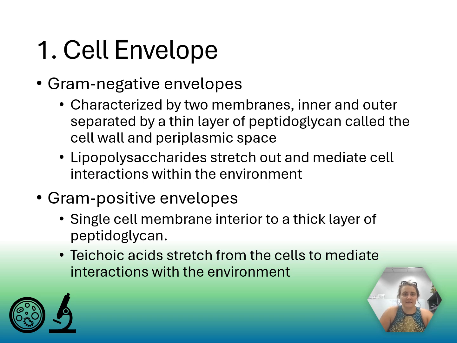As I mentioned on the last slide, your gram-negative envelopes are characterized by 2 membranes, inner and outer, with a thin layer of peptidoglycan. And they have lipopolysaccharides on the outside, and that's what mediates those cell interactions with the environment. Gram-positive envelopes have a single cell membrane interior to a thick layer of peptidoglycan, and they have different acids that stretch from the cell to mediate interactions with the environment.